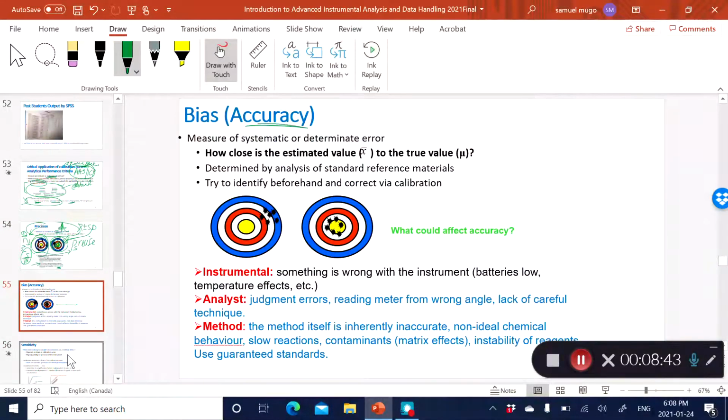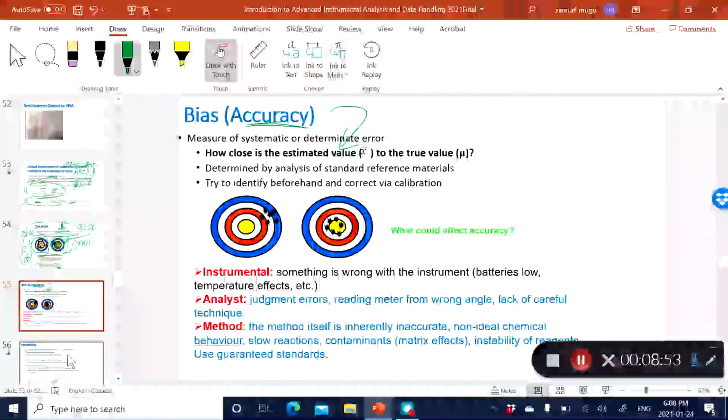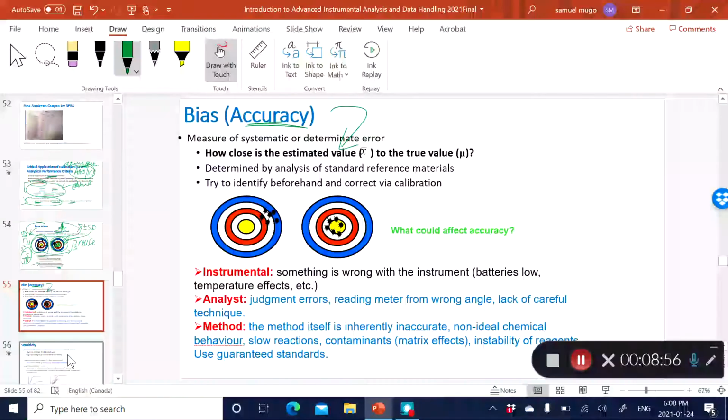Accuracy, on the other hand, refers to how close your data is to the true value. And that's what I use to grade your experiments. I know the true value of the unknowns that I give you, and you generate a calibration, and then you determine the concentration of the unknown. And what I do is to determine how far your data is from the true value. And that is what you refer to as the bias, how accurate your data is.